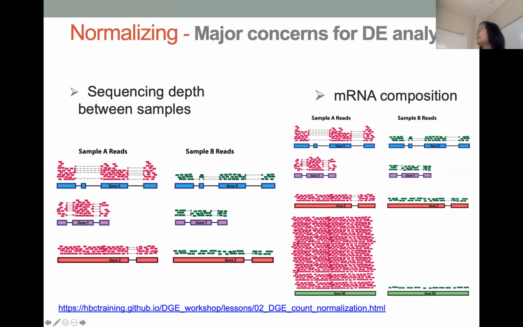Another concern is the mRNA composition. In this case, for sample A, this gene eats up most of the reads, right? And this gene is differentially expressed. So when we do the normalization, we need to take into account both situations.